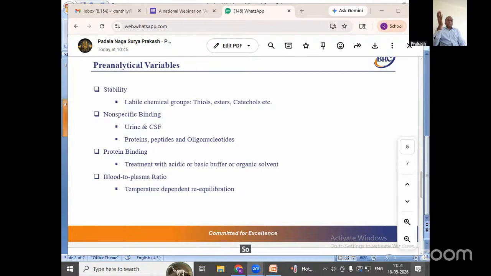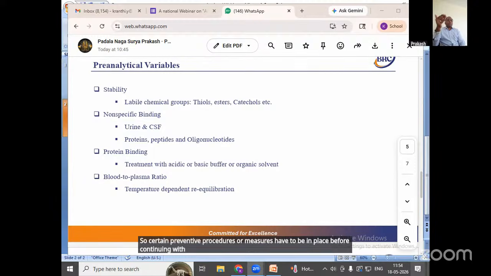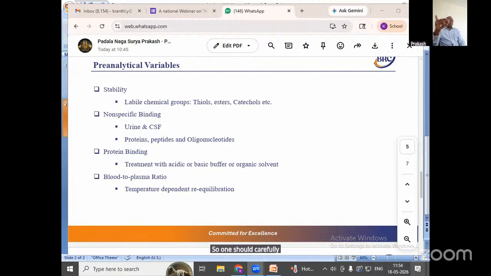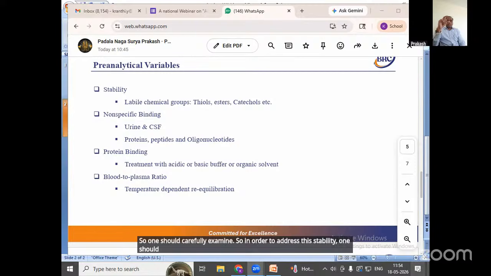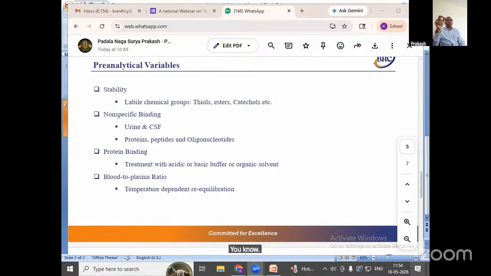So certain preventive procedures or measures have to be in place before continuing with the sample preparation. In order to address this stability, one should carefully examine and understand the chemical and structural characteristics of the molecule, and the in vivo and in vitro transformation of that particular compound prior to developing the sample preparation.